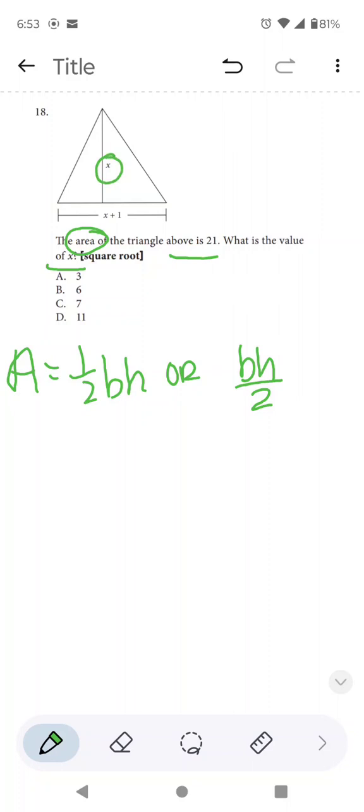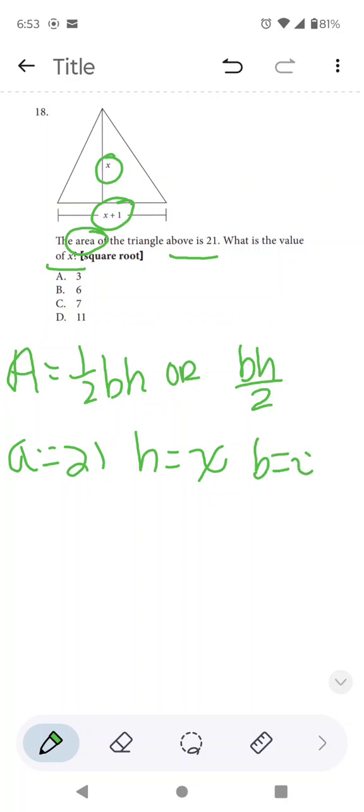The area is 21. So we know that A is equal to 21. The height is equal to x, and then the base is equal to x plus 1. I think I'm going to go with this one, because I tried it with the other one and it's going to be very complicated. So let's do that one.